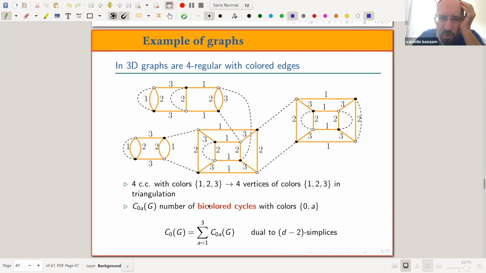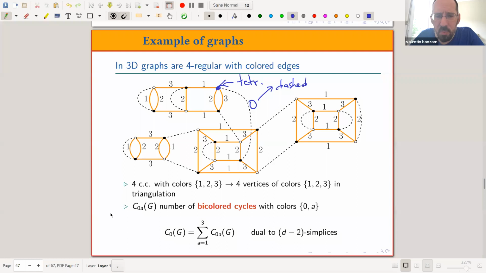Okay, so when you try to work with those objects, it's much more convenient to use the graphical representation instead of drawing tetrahedra, for instance. So in 3D, you have basically graphs where each vertex represents a tetrahedron, and each edge represents a triangle. And they are colored. Here, the dashed lines are color 0. So here the 3 orange components are the bubbles with colors 1, 2, 3. It means that in this triangulation, I have 4 vertices, because I have 4 connected components, 4 bubbles.